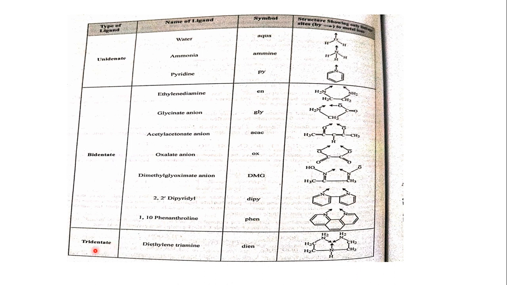Then coming to the tridentate category, you have diethylene triamine. In diethylene triamine, you have three nitrogen centers. One nitrogen is over here, the second one is here, and the third one is here. So these three nitrogen centers are going to donate its pair of electrons to the metal center. So that's why this ligand is termed to be a tridentate ligand.